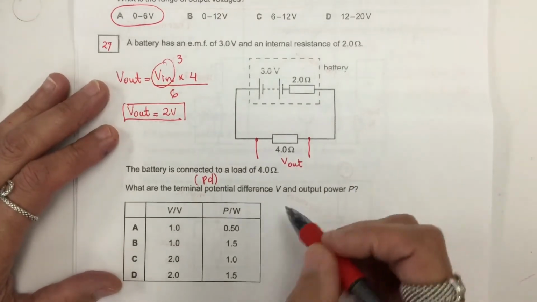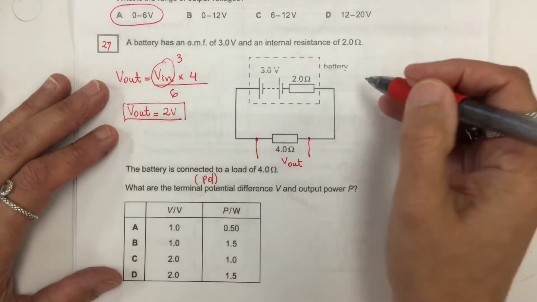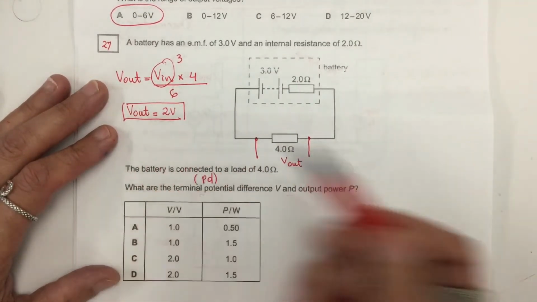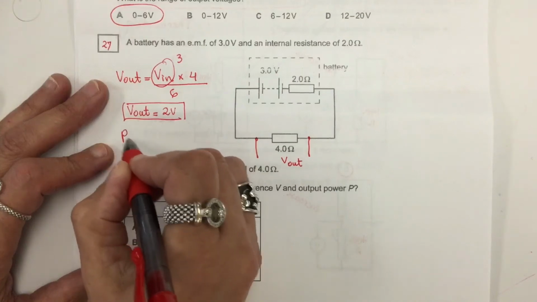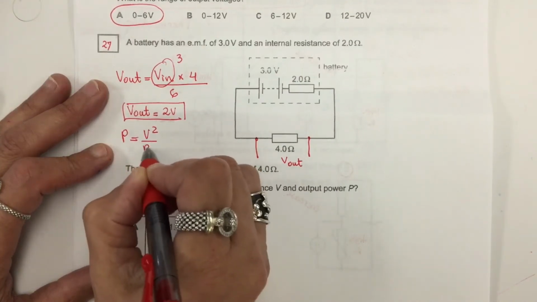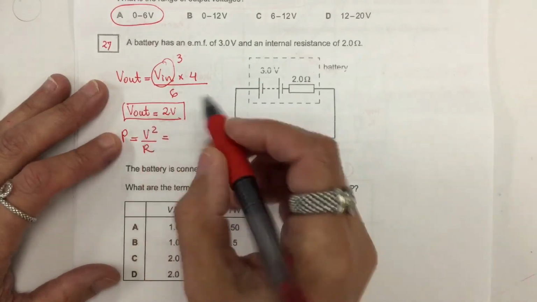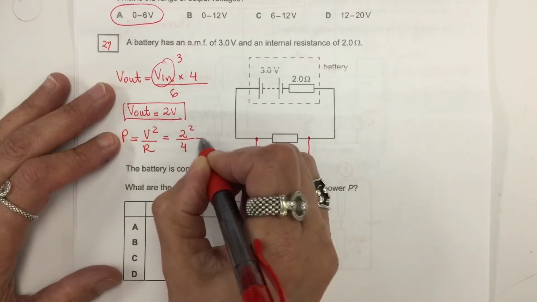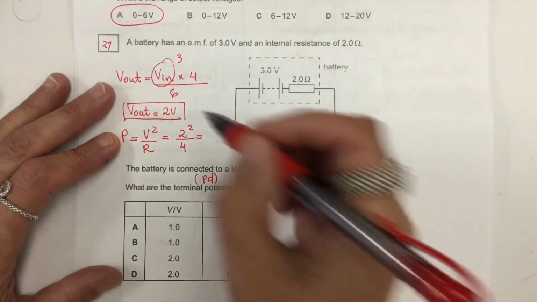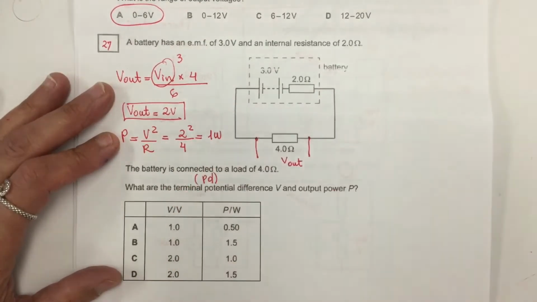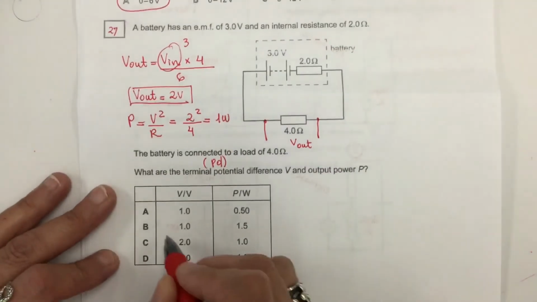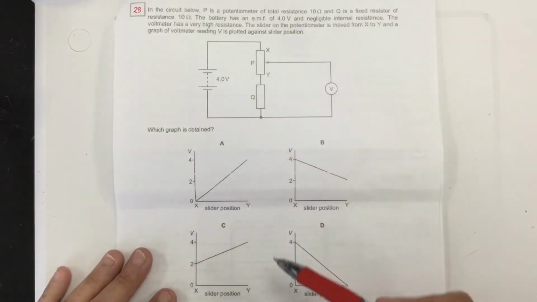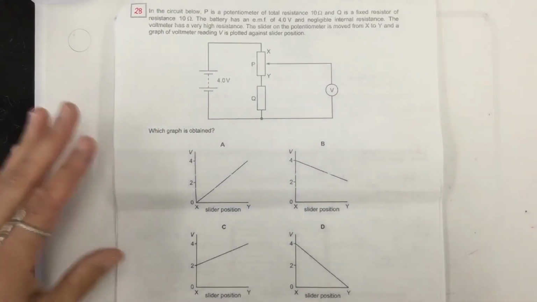In terms of the output power, we didn't calculate the current, we have the voltage, so why not use this formula, V squared over R. So our V is 2 squared, our R is 4, so the output power will be 1 watt, which is option C. So this problem is pretty long, but it's pretty simple, so stay with me.